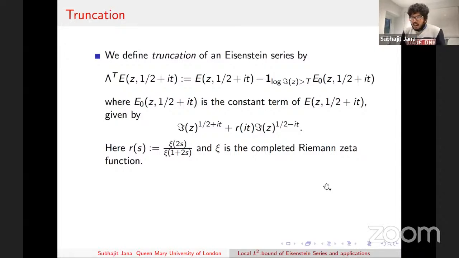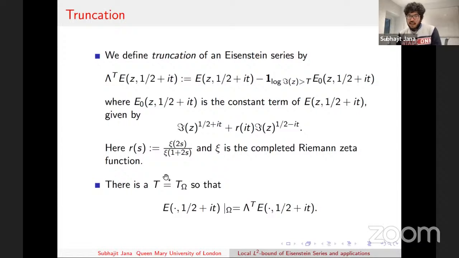Let me talk a little bit about truncation, because this will be useful when we try to compute the local L2 norm. For the Eisenstein series on the upper half plane, the truncation is a very simple thing to do. We choose a truncation parameter T, and we define the truncated Eisenstein series by truncating off its constant term when it is high in the cusp, that is, when the imaginary part of z is large. What is E0? E0 is the constant term of the Eisenstein series, given by the imaginary part of z to the power half plus it, plus some number that depends on t, times the imaginary part of z to the power half minus it. And this number is given by a ratio of completed Riemann zeta functions, ξ(2s) divided by ξ(1+2s).